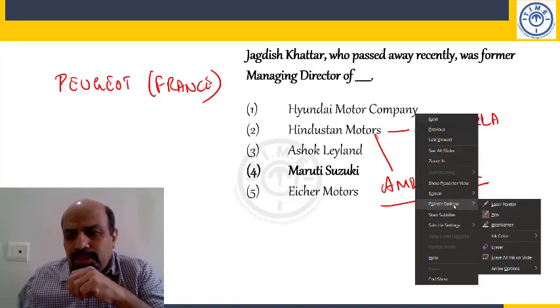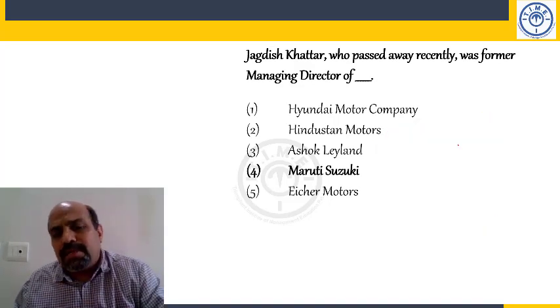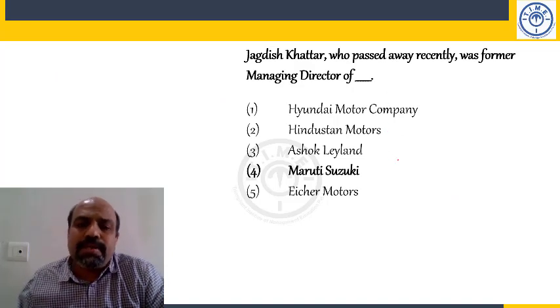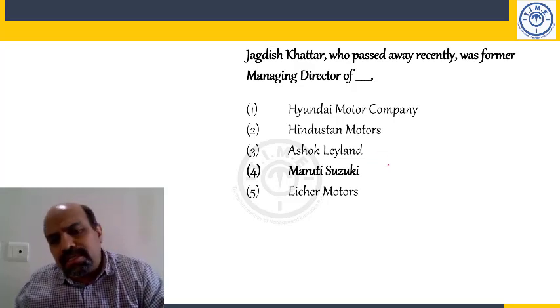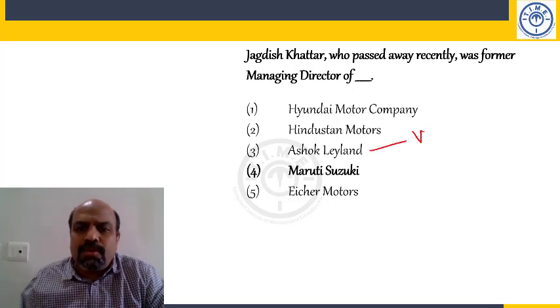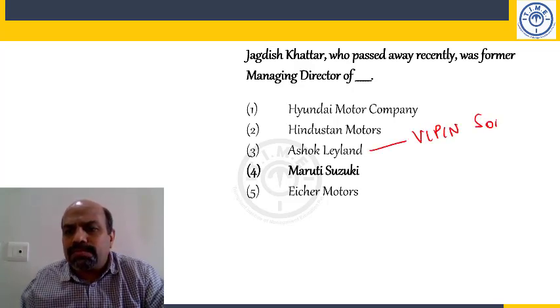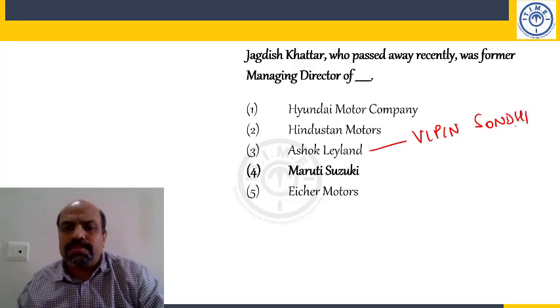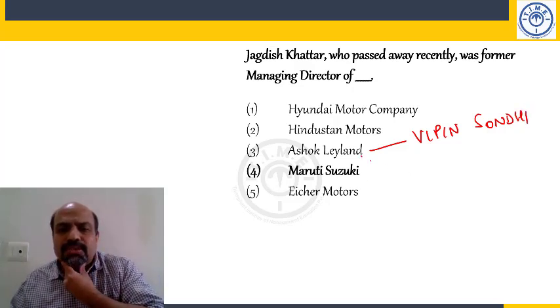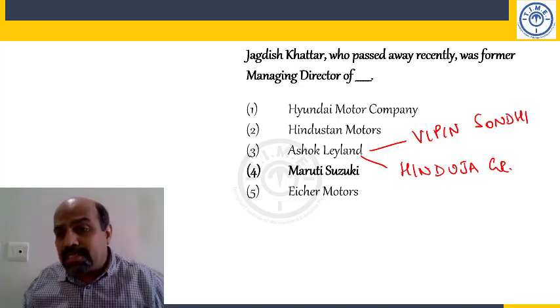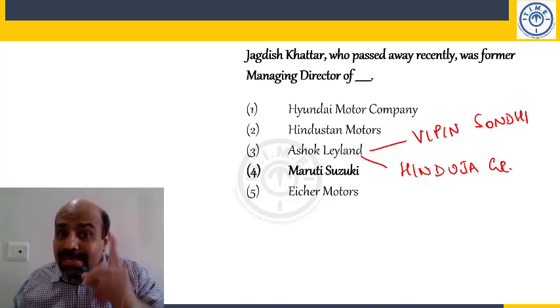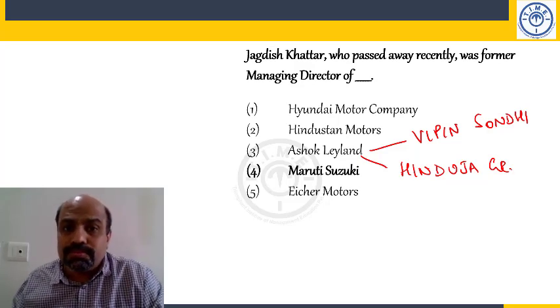From there, Ashok Leyland. Ashok Leyland is India's second largest truck maker and the world's third largest bus maker. India's largest truck maker is Tata Motors, second is Ashok Leyland. Its CEO is Vipin Sondhi. This is owned by the Hinduja Group. As someone preparing for banking and related exams, you would know IndusInd Bank, which is owned by the Hinduja Group.